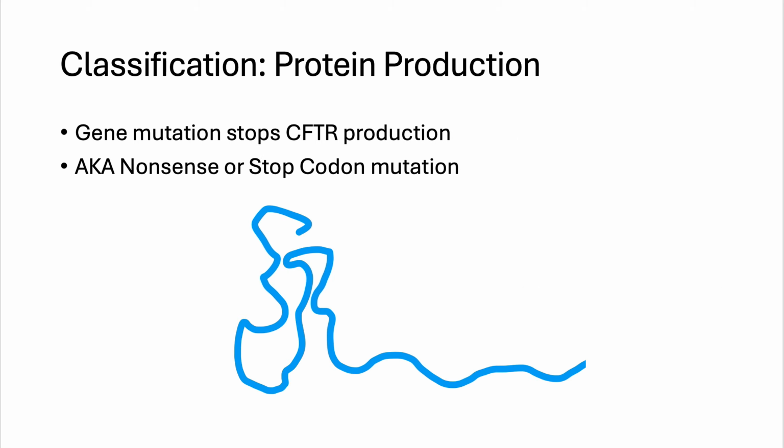The next mutation is called a protein production mutation. This is also referred to as a nonsense or stop codon mutation, and this basically means that the body's genes gave the wrong instructions for making the protein and that it just stops forming in the middle of production. So you can see here in this image that the protein originally started forming normally, but somewhere along the way the body literally told it to stop, and so it did not finish forming.